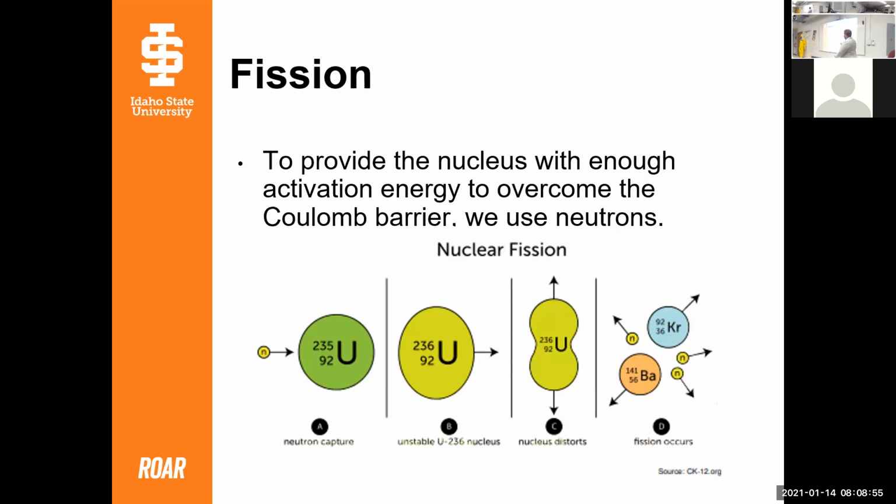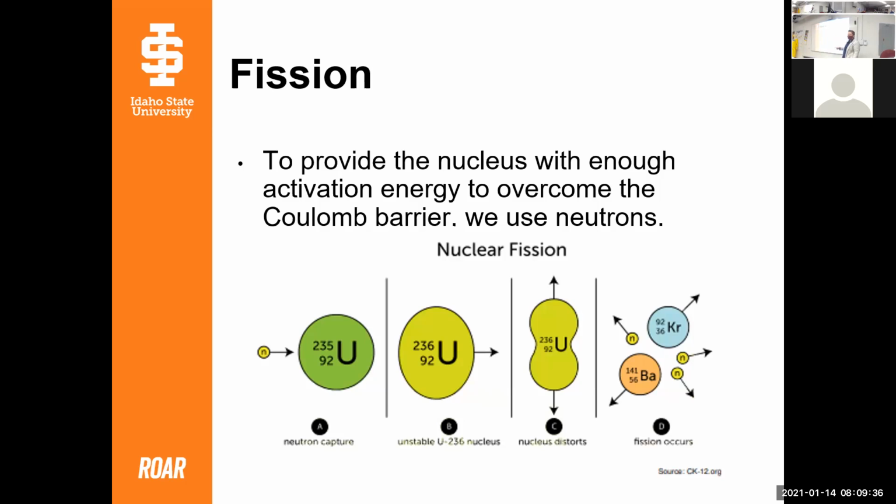To provide our fuel with enough energy to overcome that Coulomb force that's holding everything together and resisting change, we have to use that 5 or 6 MeV neutron, right? Neutron absorbed by uranium-235. We get unstable uranium-236. It's going to distort as it starts to overcome that Coulomb force that holds everything together until it splits into 2 fission fragments and multiple neutrons.